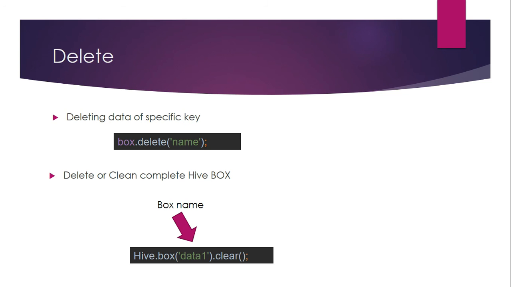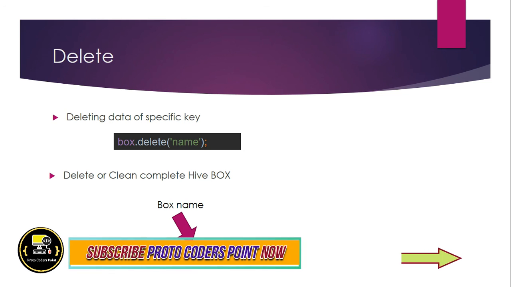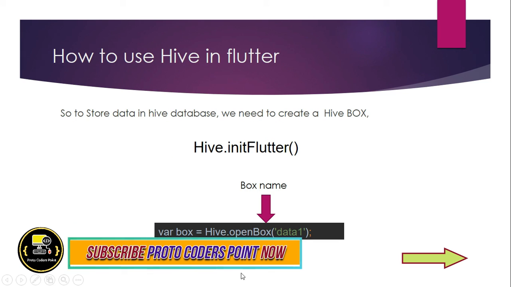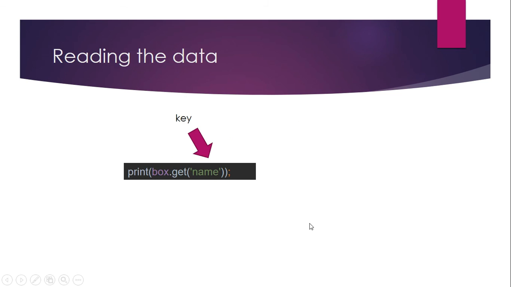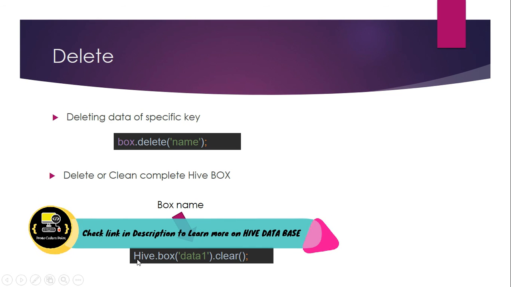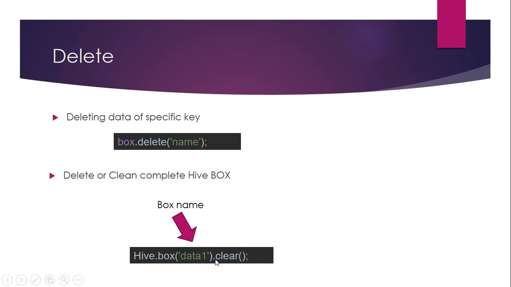Now suppose you want to delete all the data that is in this box. We have opened this box, and the box name is data1. You want to clear all the data that is in this data box. To do that we can just pass this command, Hive.box, and here you pass the box name, dot clear. By doing this, all the data that is in this box will get removed.